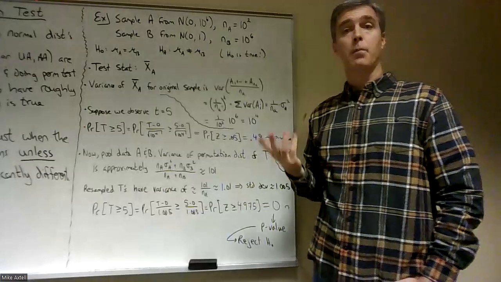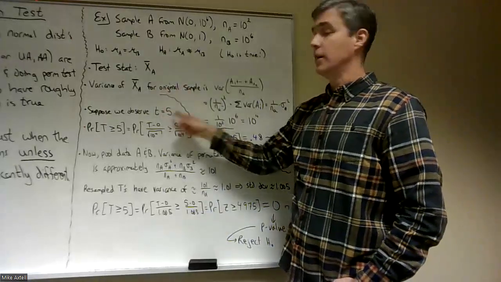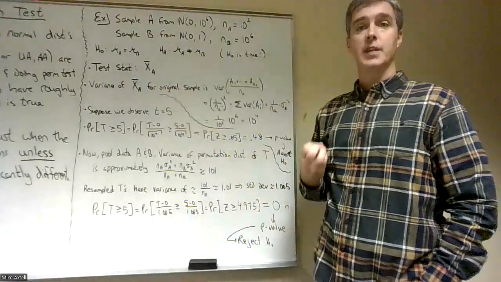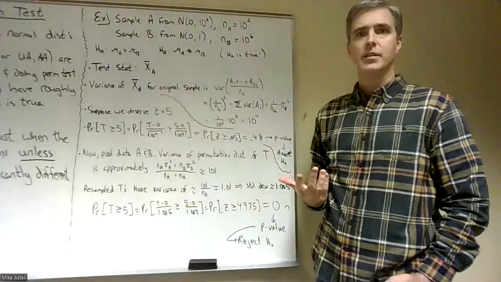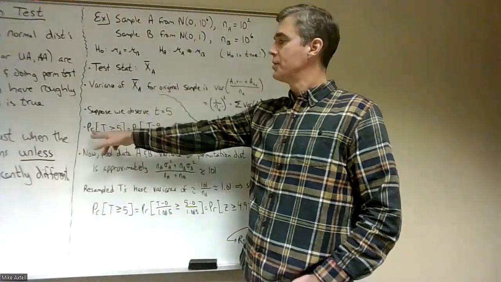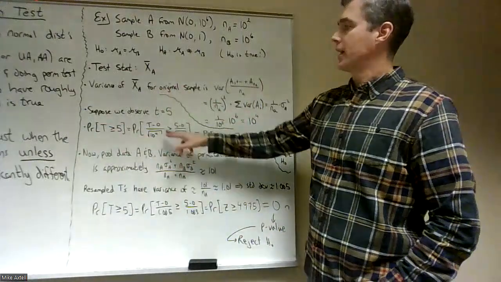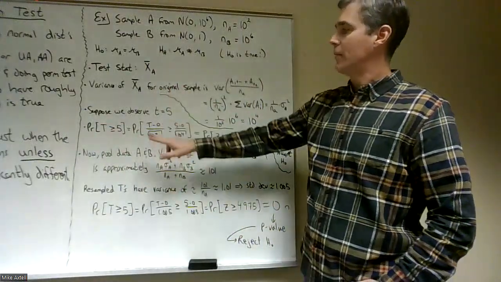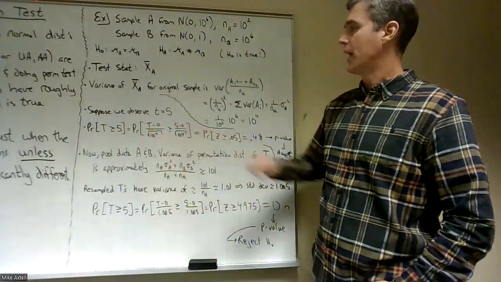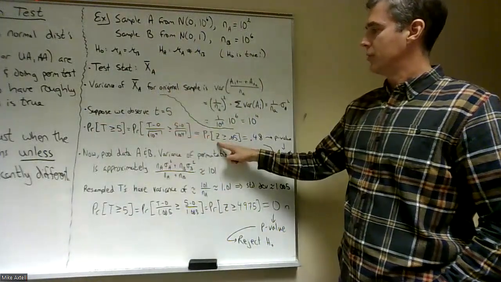So let's suppose we observe X bar A to be 5. That's my observed test statistic. How likely is that? Let's try to get more extreme. Let's do a one-sided p-test. What's the probability that T exceeds 5? Well, I can standardize it. I can subtract the mean of A and divide by the standard deviation of A on both sides. T minus 0 over that square root is now a standard normal distribution.